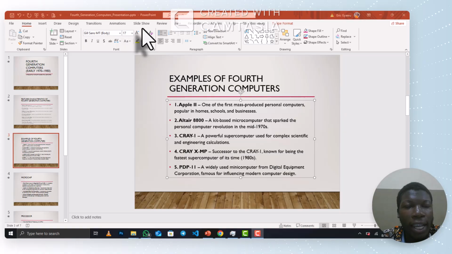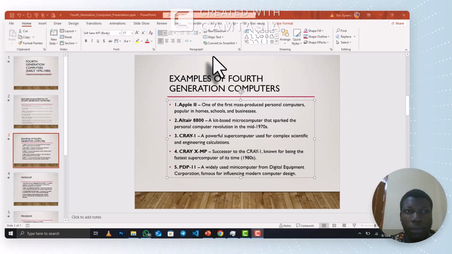Also, let's move to number two of the examples of fourth generation computers.